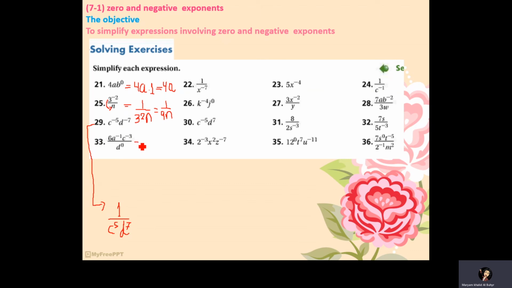For this one, let me see step by step, number by number. 6, nothing to simplify it with, and it has a positive power. a to the power minus 1, I have to move it down. So a to the power 1, so I'm not going to write anything. c to the power minus 3, so I will move it down. Nothing.